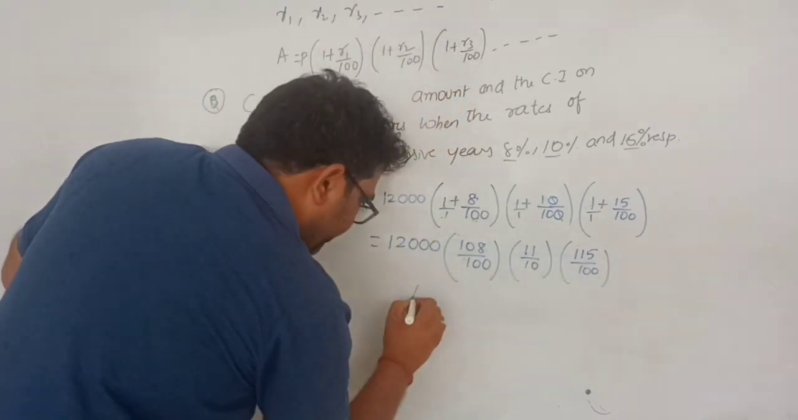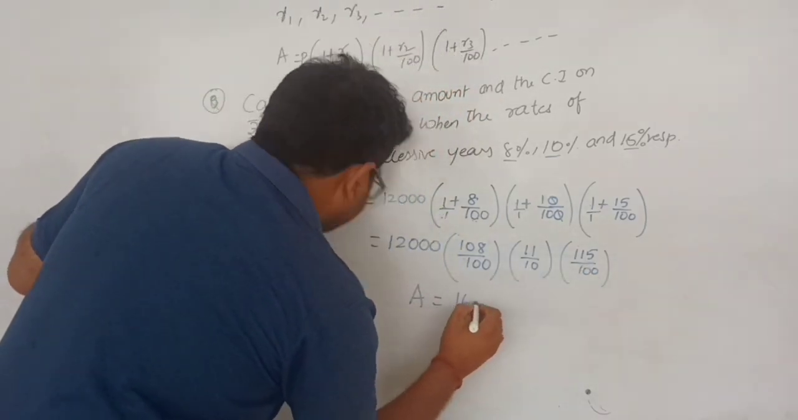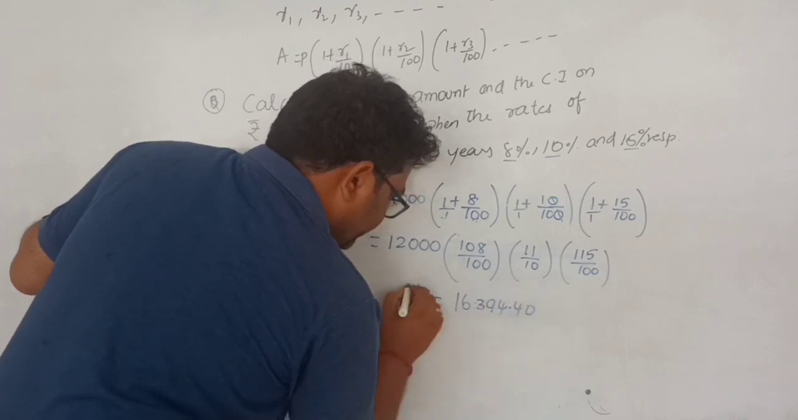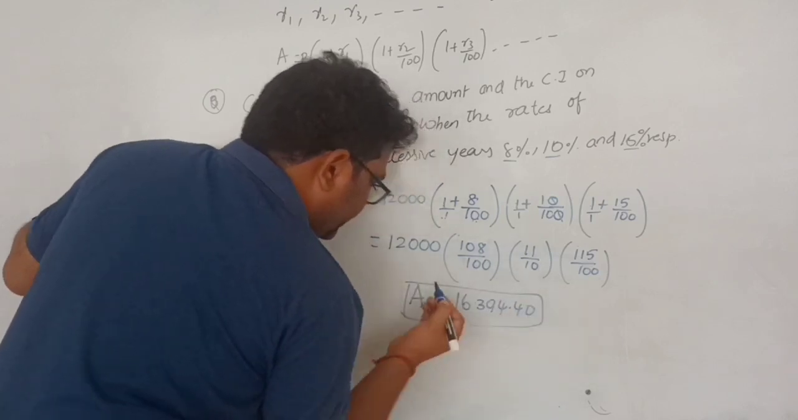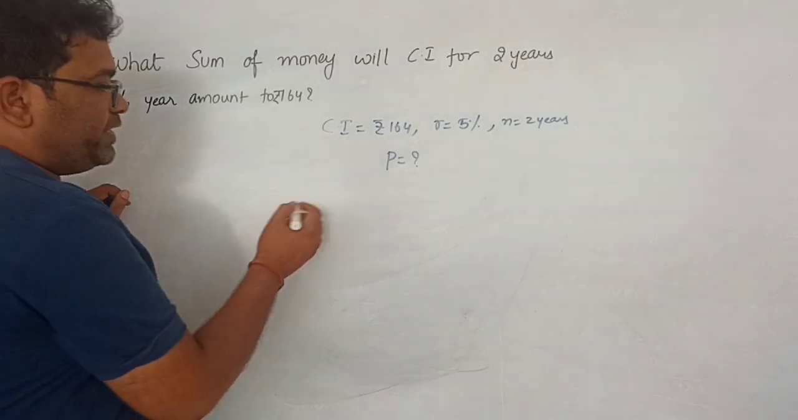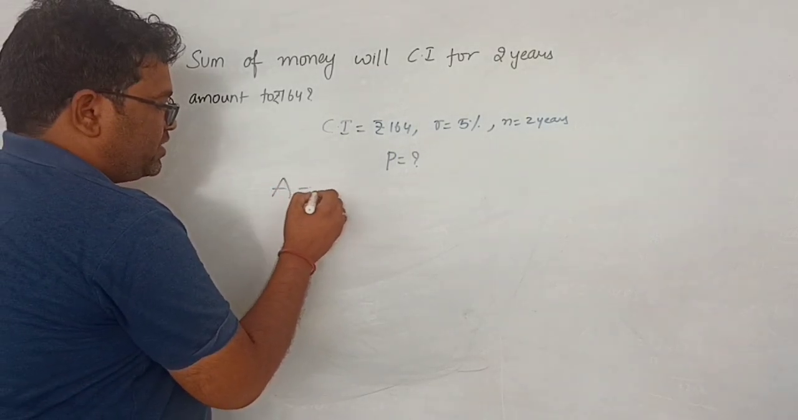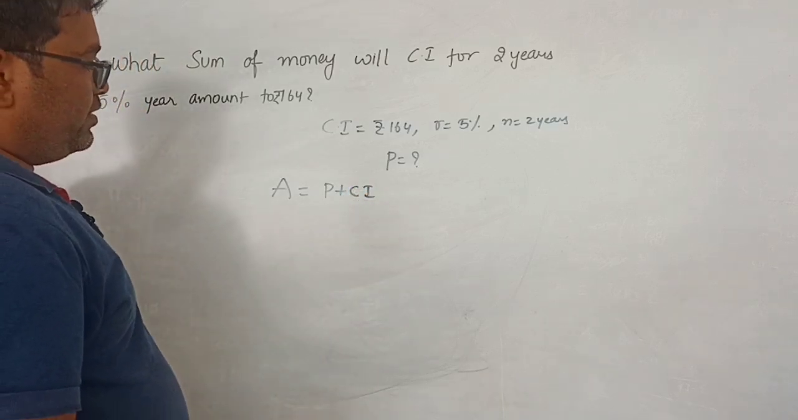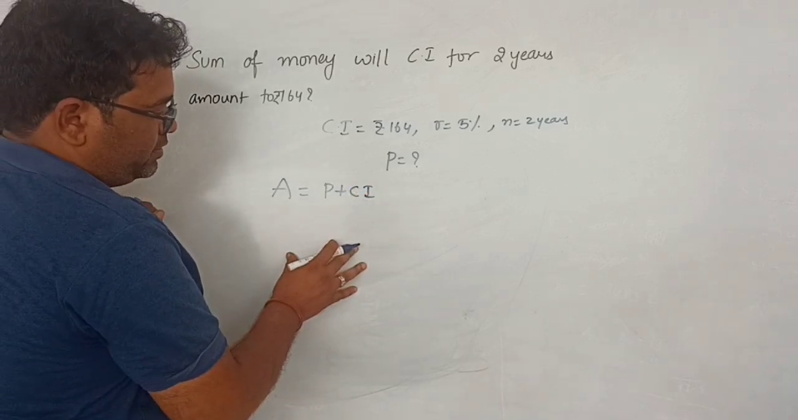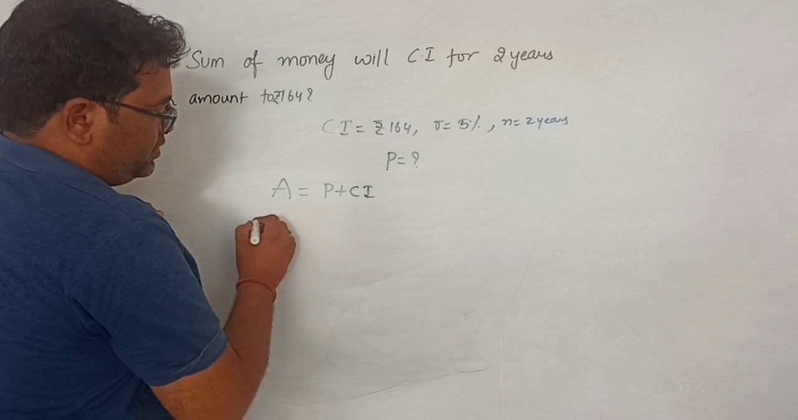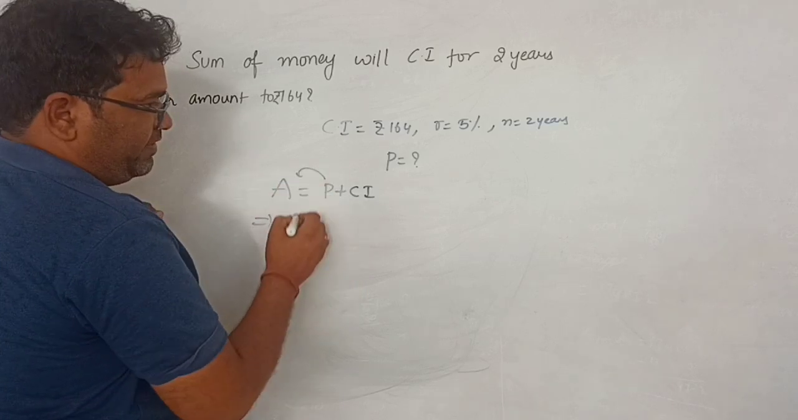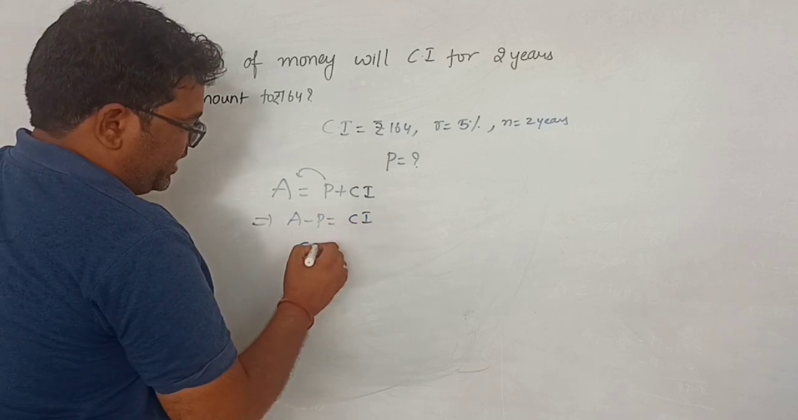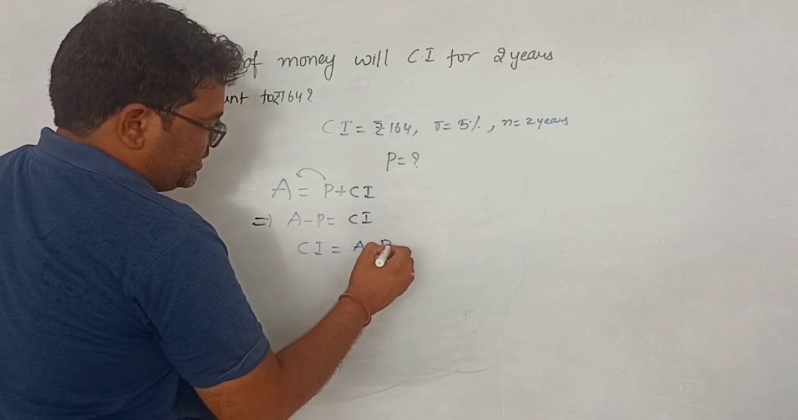Now the total amount A is equal to 16,394.40. This is the total. We know that the amount formula is A is equal to P plus CI. So here, if you take P to the left-hand side, A minus P is equal to CI. Then CI is equal to A minus P.